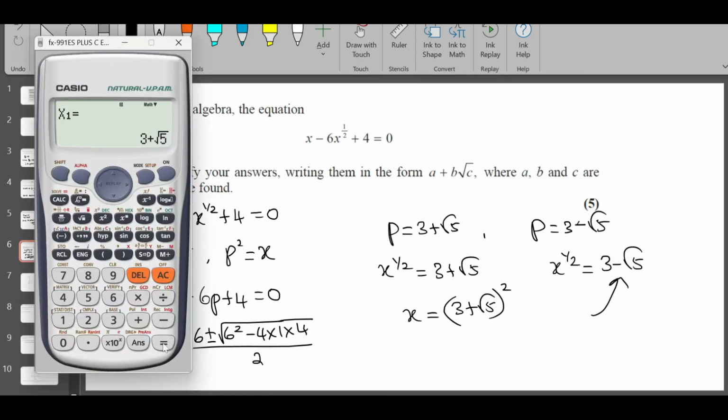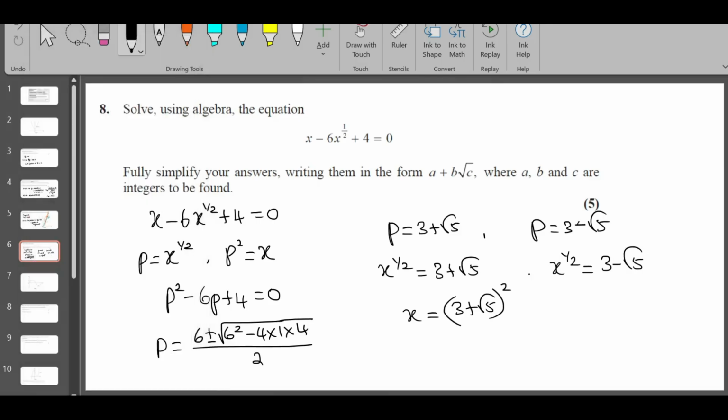This is positive, we know. 3 minus root 5 is a positive number. If it's a negative number, don't just square it. You just need to write no solution. For a negative number, you cannot square it actually. You need to write no solution. But in this case, it's a positive number. So you can square this.